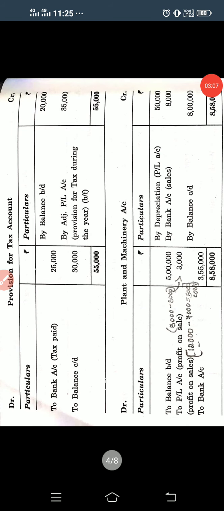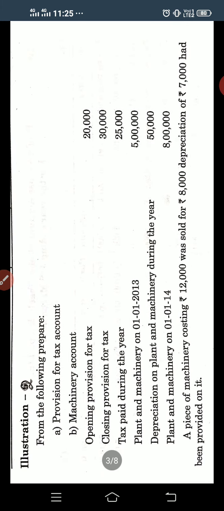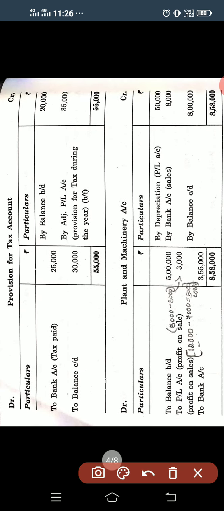This is the solution. First we'll prepare the provision for tax account, so we'll see the information related to that. They asked to prepare the provision for tax account. Here we have the opening provision for tax, 20,000. In the provision for tax account, it will come on the credit side as opening balance: By balance brought down 20,000.